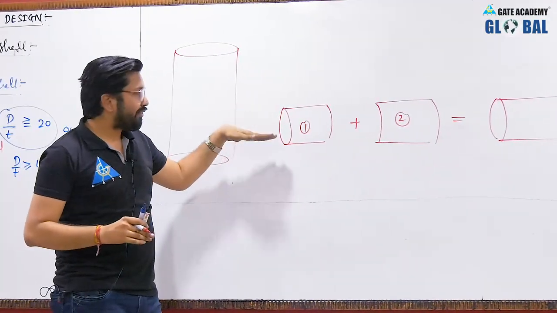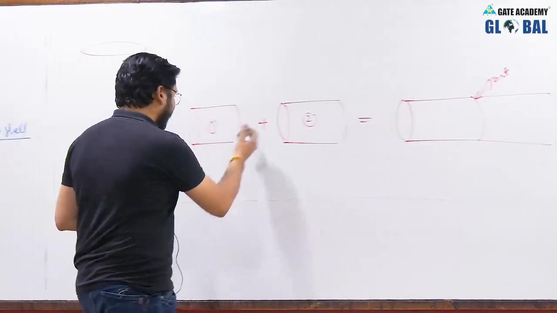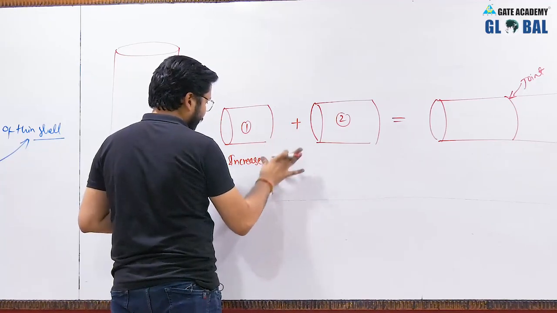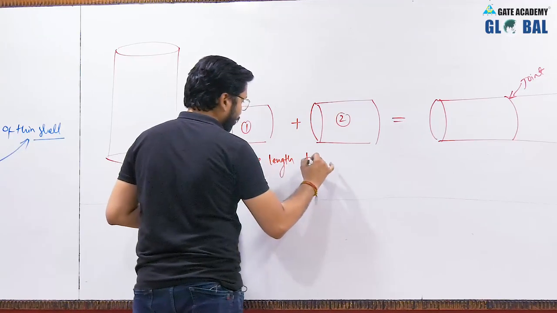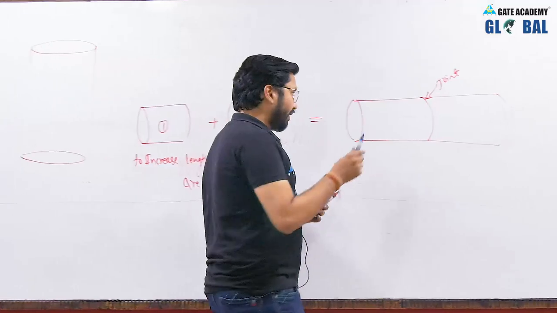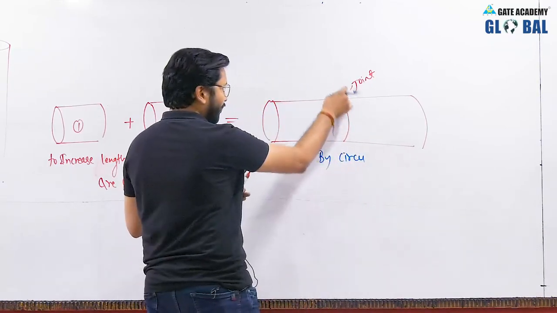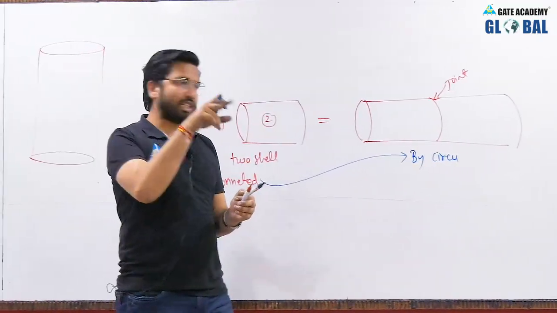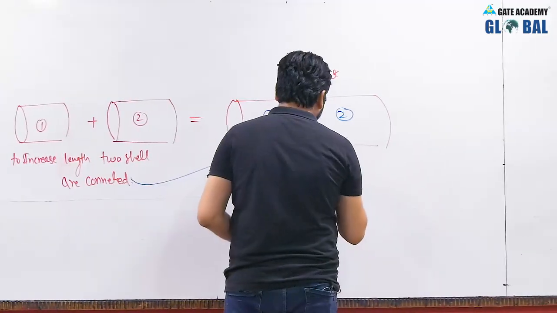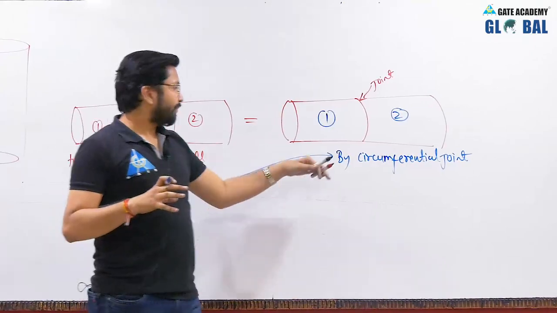From here you can understand that if two shells are connected longitudinally in order to increase the length, then we will have a circumferential joint. To increase length, two shells are connected by a circumferential joint. Here you will have an overlapping circumference, an overlap around the circumference between shell number 1 and shell number 2, and then you apply the rivets or the welds, whatever you want, and you form the circumferential joint.